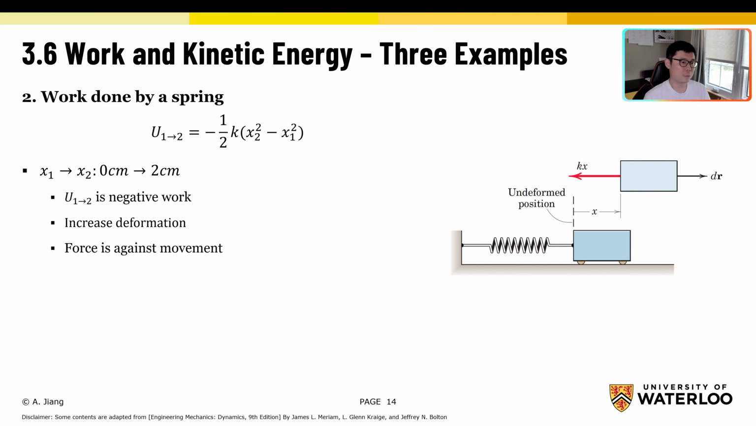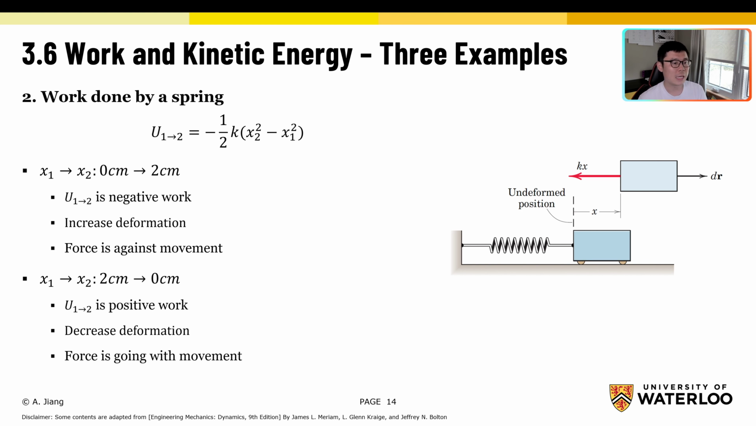Let's say the spring is being pulled from rest at 0 centimeters to 2 centimeters. You will get a negative U1→2, or negative work done. This is because the spring has increased deformation, or say being stretched from rest, and the spring force is going against the motion. The spring does not want to be stretched. So the work produced is negative.